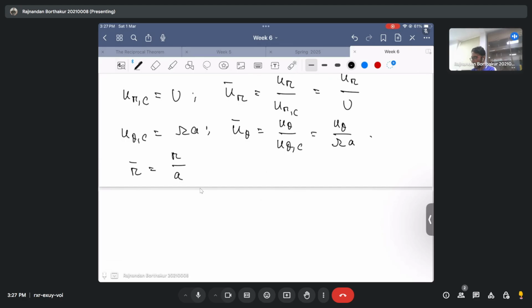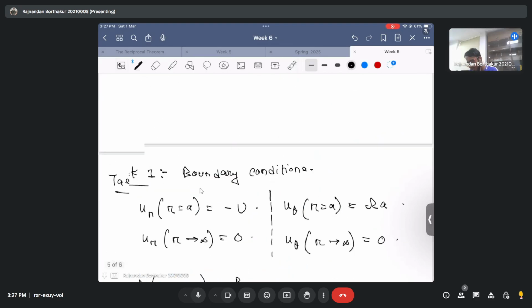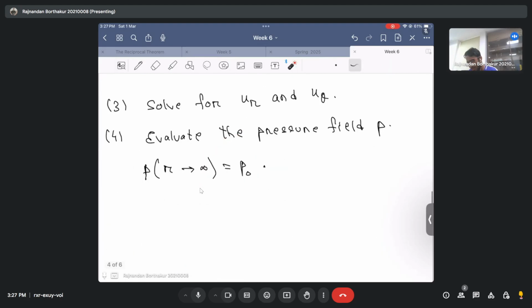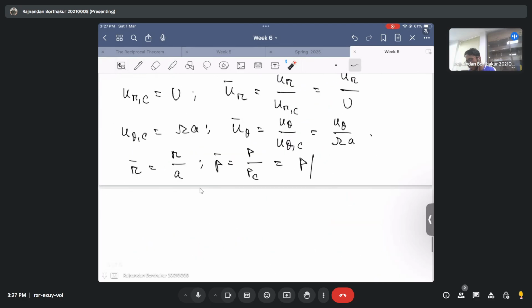Okay. And similarly, there is also pressure. So pressure, I can write it as P by PC. And this is also given to us, because PC, the characteristic pressure, is just rho times omega square A square. Or it is rho times U theta C square, basically, which is nothing but omega A. So this PC turns out to be rho times omega square A square, and you can appreciate that this is indeed the advection scale for pressure.